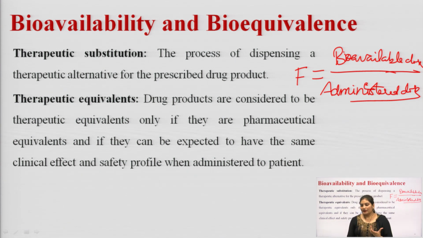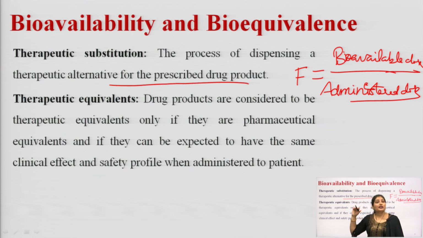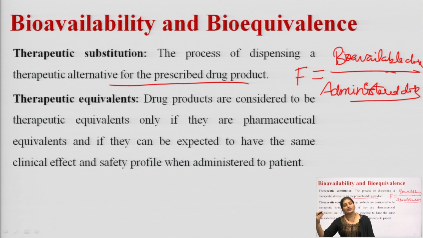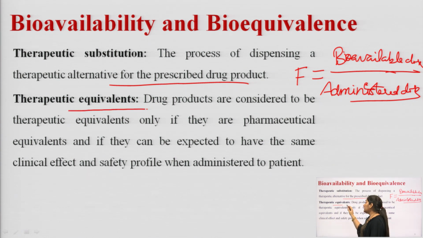Okay. Some other definitions are also there. Therapeutic substitution. What do you mean by therapeutic substitution? It is the process of dispensing a therapeutic alternative for the prescribed drug product. Whenever a doctor prescribes a drug product and it is not available, then the pharmacist can dispense a therapeutic alternative. Okay, it means the drug product having the same therapeutic indication, that is called the therapeutic substitution. Next is the therapeutic equivalent. What do you mean by therapeutic equivalent?